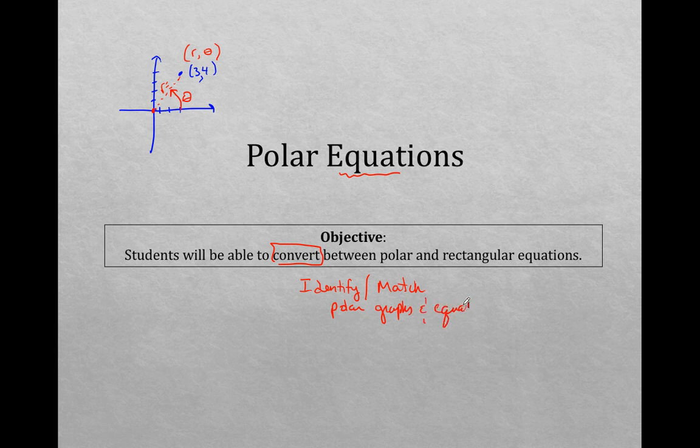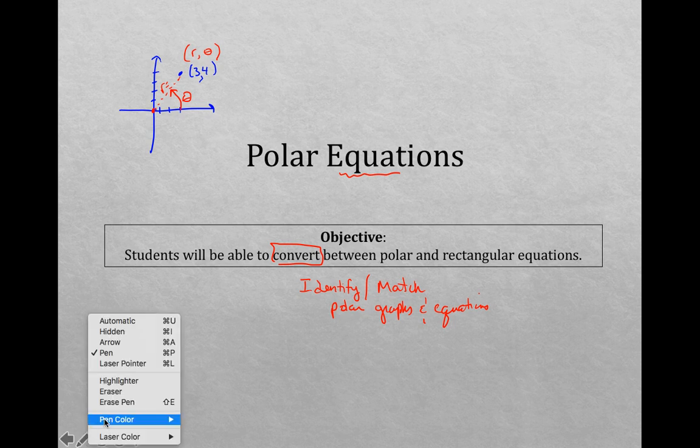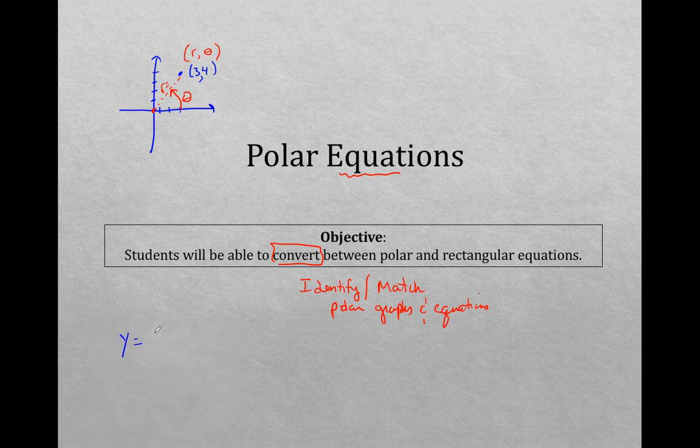And you take for granted being able to do this in rectangular form. If I gave you these two equations, y is equal to 3x squared plus 2, and y equals negative 3x squared plus 2, and two graphs, could you match the equation and the graph? Yes, because you know the characteristics.